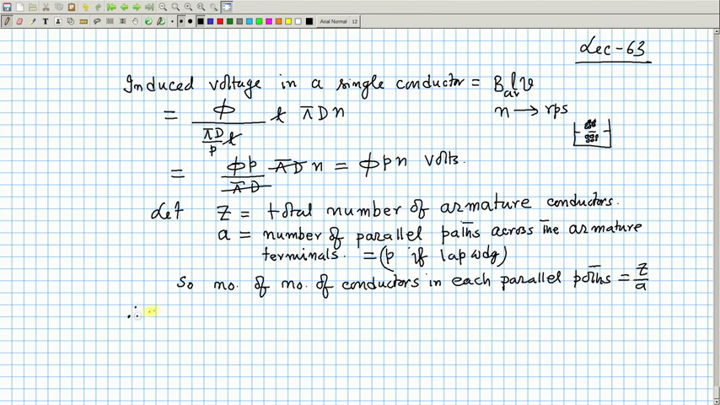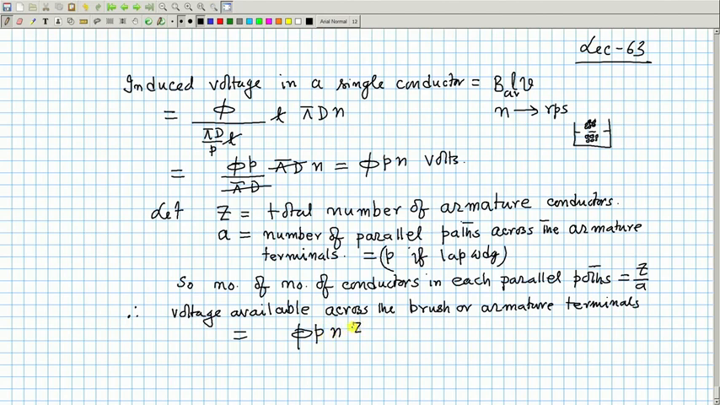Therefore, the voltage available across the brass, or armature terminals, will be simply the voltage in a single conductor multiplied by Z by A, that is phi p n into Z by A. That is equal to P, number of poles, Z, total number of conductors, by A, number of parallel paths, into phi into n, that is all.